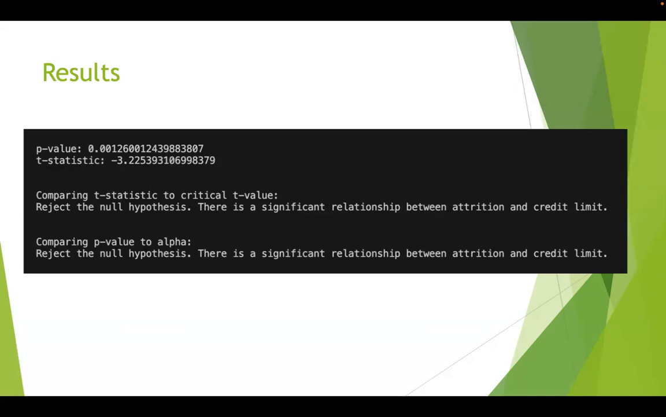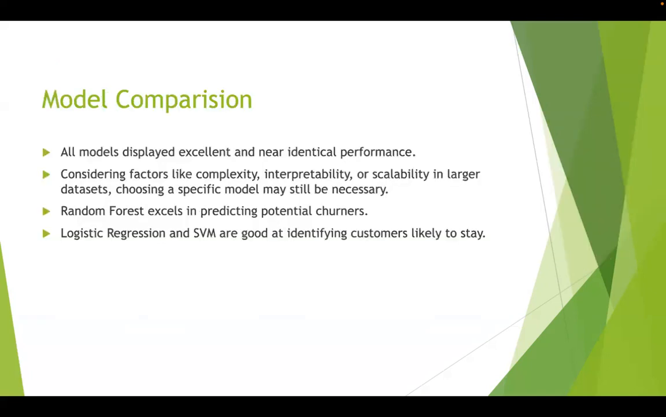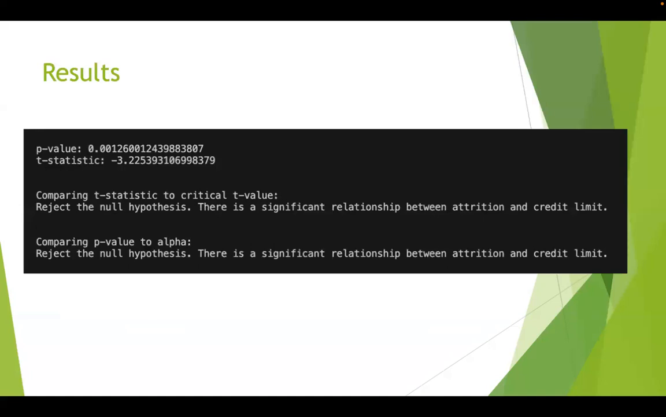So in the results, as we can see here, comparing the p-value to the confidence interval and the t-statistic to the critical value, we can confidently reject the null hypothesis, which states that there is no significant correlation between the attributes and attrition.